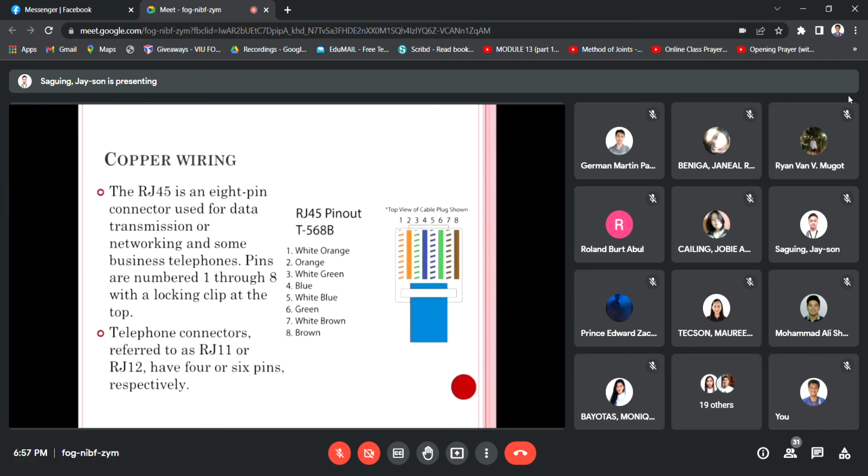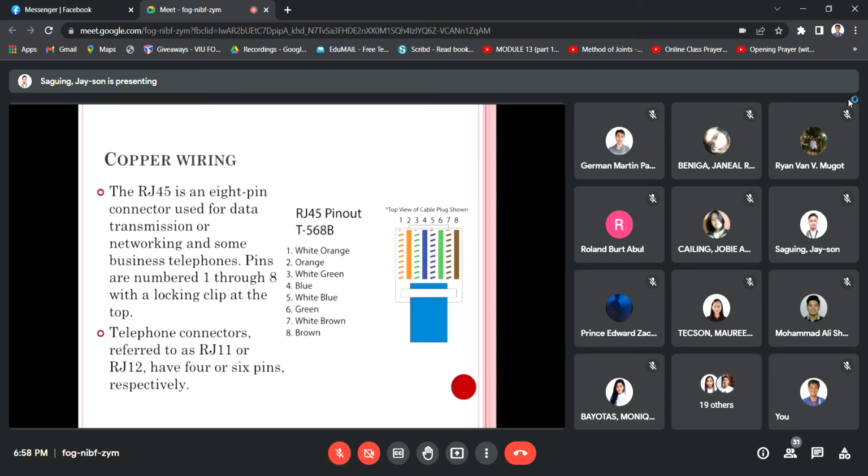So that is what you can see in the picture, no? The numbers there are the pins 1 to 8 respectively. And this RJ45 connector is commonly connected to the end of a Cat5 cable, which connects between a computer network card and a network device such as a network router.